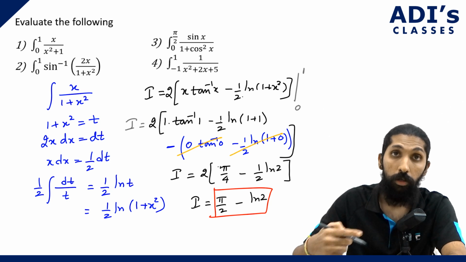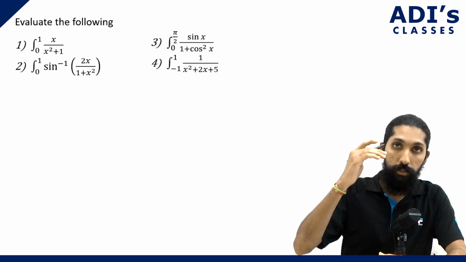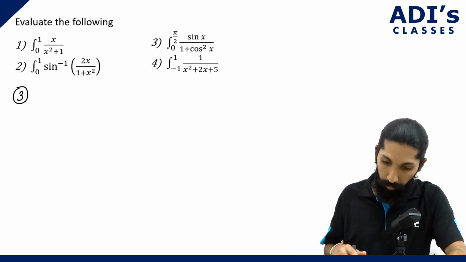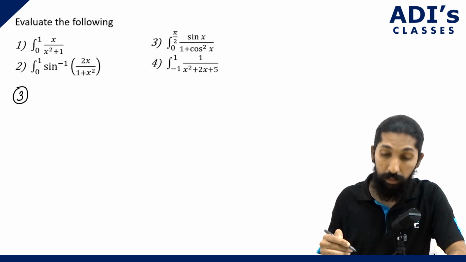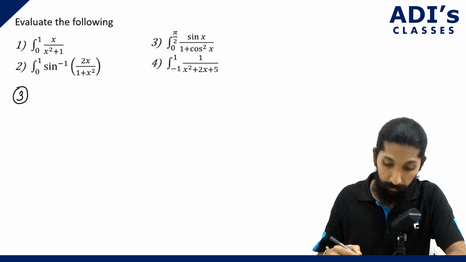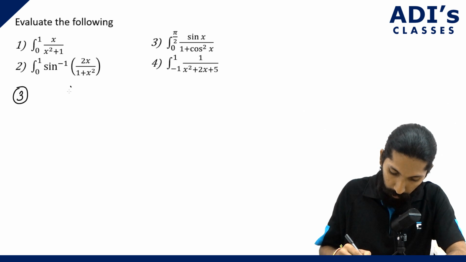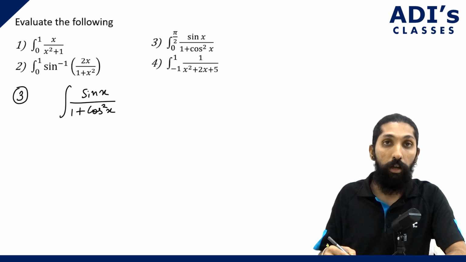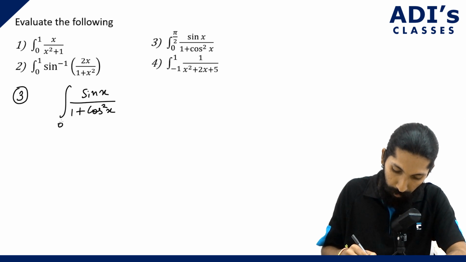Now we'll move on. We'll go to the next one. See the third question. Now here you have integral sin x by 1 plus cos square x, right? So you have integral of sin x by 1 plus cos square x. Now what we'll do, this is 0 to pi by 2.